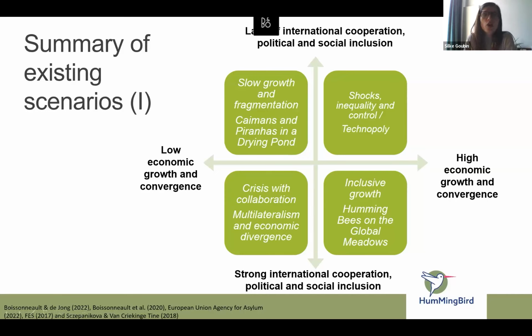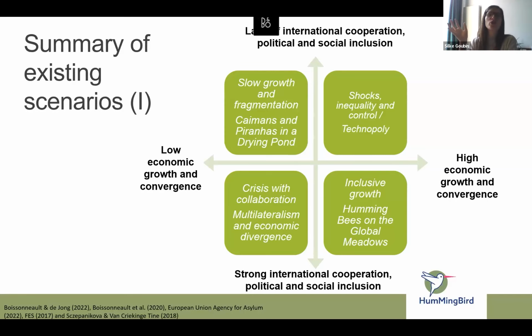On the other hand, all scenarios also take into account the degree of international cooperation and political and social inclusion that exists. Will there be a lack of international cooperation in the future? Will human rights be weakened? Will there be political polarization? Or rather, in contrast, will there be equality, strong cooperation, etc.? And that leads to somewhat, you could call them almost stereotypical images of what a future world could look like.